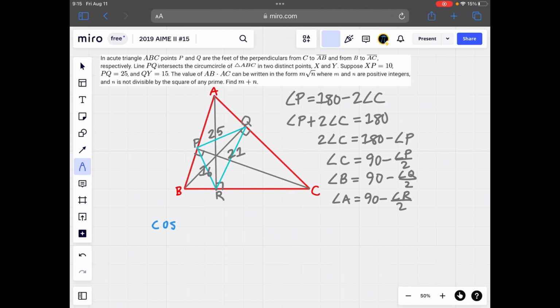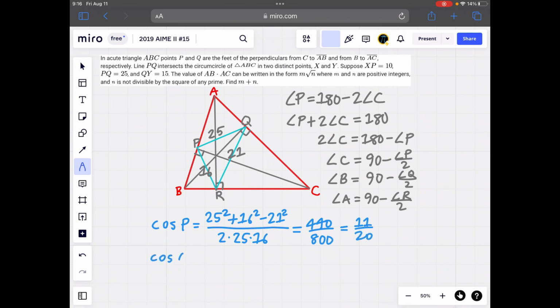The cosine of angle P is equal to 25 squared plus 16 squared minus 21 squared over 2 times 25 times 16. And that is equal to 625 plus 256 is 881, minus 441 is 440, over 2 times 400 is 800. So 440 over 800, that's just 11 over 20.